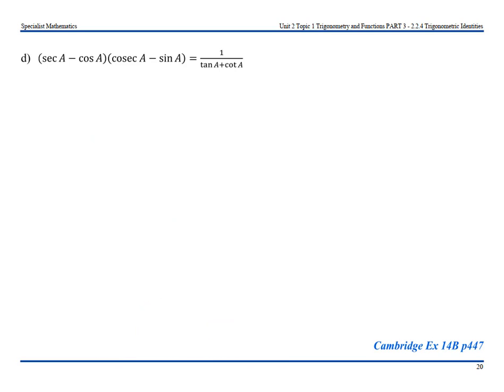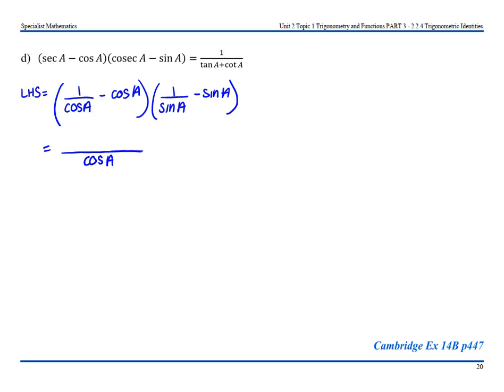Last one. Look at the left-hand side. My left-hand side, let's go to cos and sine. So I've got 1 over cos A minus cos A, 1 over sine A minus sine A. Let's get a common denominator, cos A, so that will become 1 minus cos squared A. Sine A would become 1 minus sine squared A.